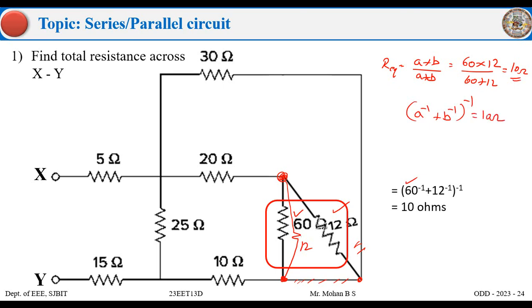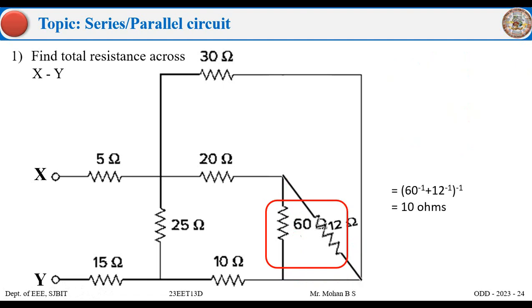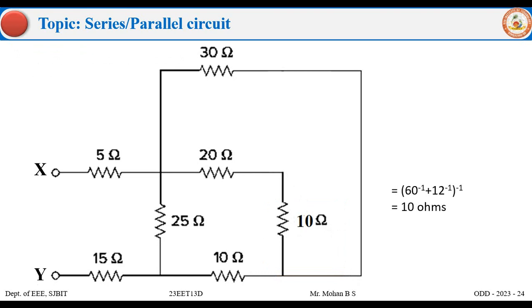The advantage of using this is that n number of elements in parallel, you can simply use one equation. If I have 3 elements in parallel, I can write A inverse plus B inverse plus C inverse, and then the whole inverse. I still get the same answer. So for n number of elements in parallel, I can use the same method to solve. So in this way we have seen the first step, that is 60 and 12 are in parallel, and the answer is 10 ohms. Thus 60 and 12 are replaced, and we land up with 10 ohms.